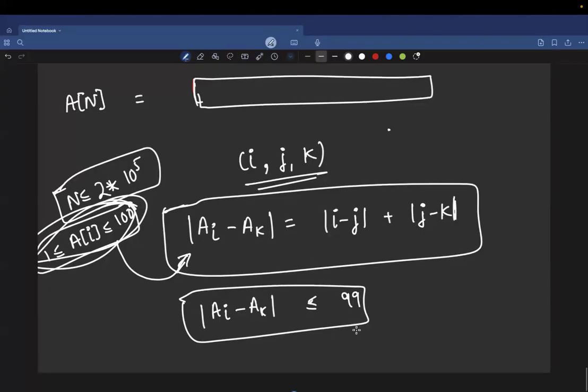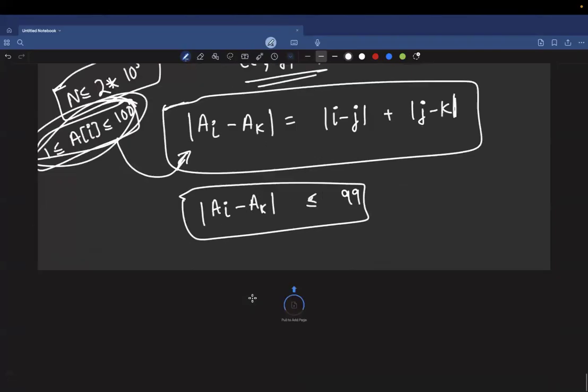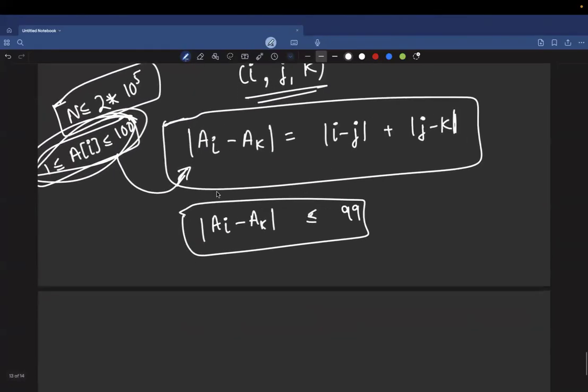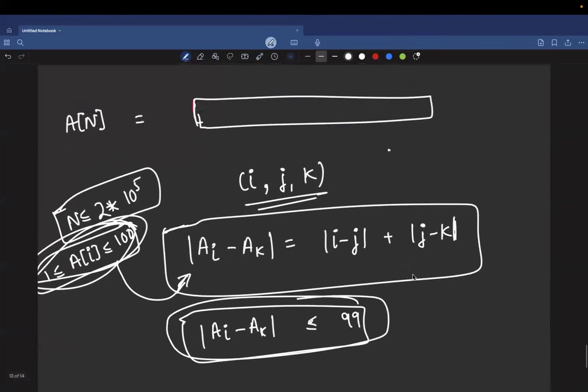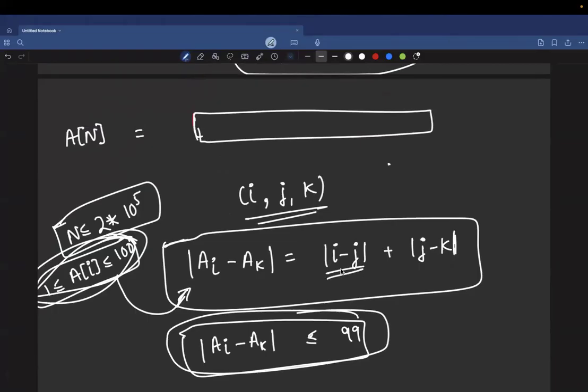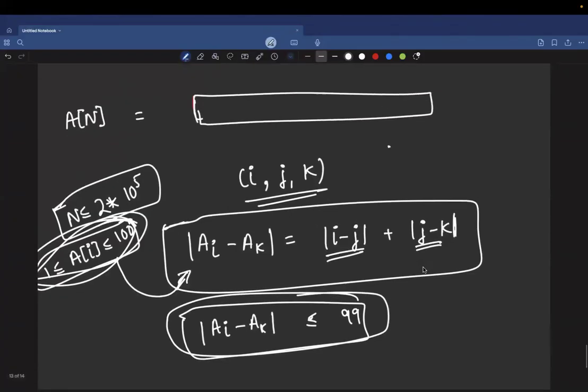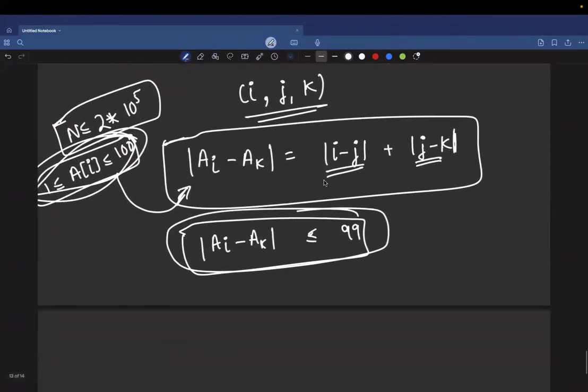Okay, so we know this thing, that this must always hold true. This is already giving us a big hint that the absolute differences between i and j, or the absolute differences between j and k, cannot be too huge. Otherwise, the absolute difference of them would sum up to be something greater than 99, and this thing can never be equal to that.